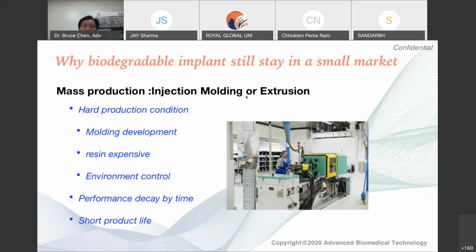As we know, for academic applications, we can make a mock-up, a small sample on a bench. But when we make a real medical device product, we need to think about GMP, good manufacturing practice. So you need to think about how to run our injection molding machine within a well-controlled environment. And not only the cost issue, we need to think about the performance of the biodegradable product when using injection molding. You need to think about the product life being shorter after heat treatment. That's why the biodegradable implant is still not a major market for medical implants.